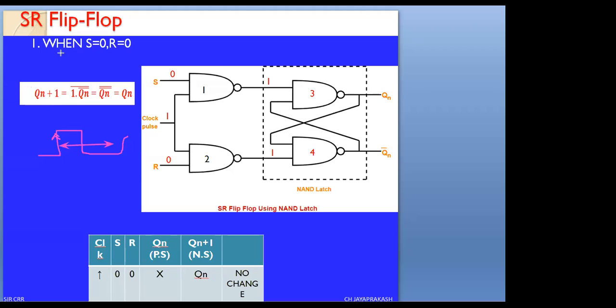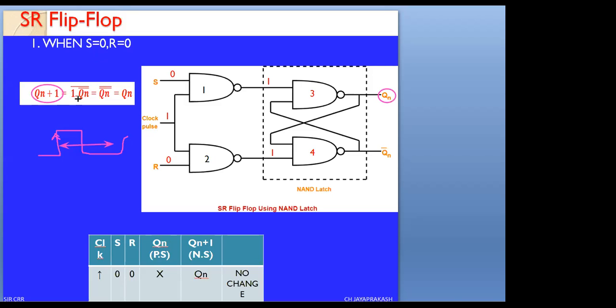Next state of Q of n. We are calling this Q of n plus 1. The next state of Qn is Q of n plus 1. We are taking the next state, Q of n plus 1, and writing the equation for the NAND gate now.